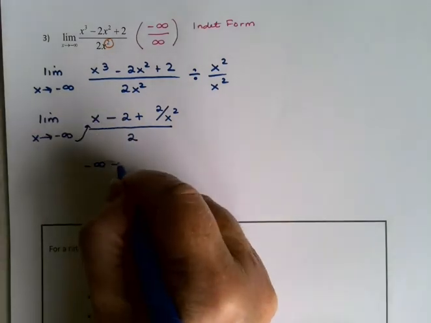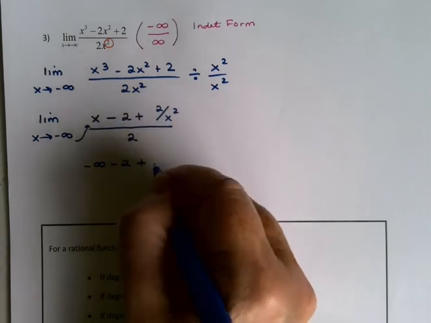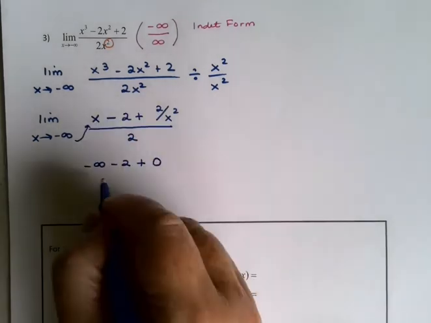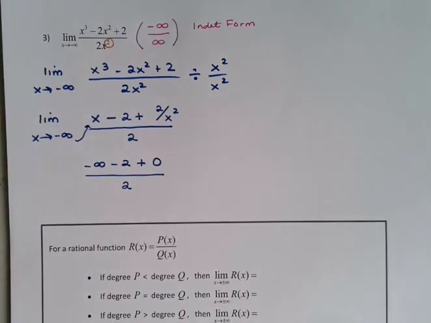Then I'd subtract 2, plus that fraction will go to 0, 2 divided by an infinitely large number, over 2. Now technically you can't really do arithmetic with infinity. We write this here more as a memory aid than anything else.